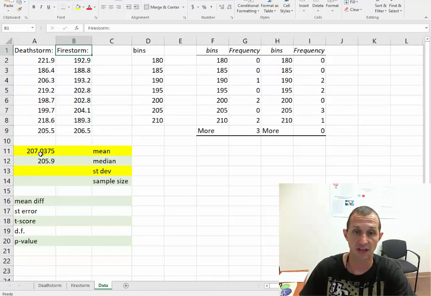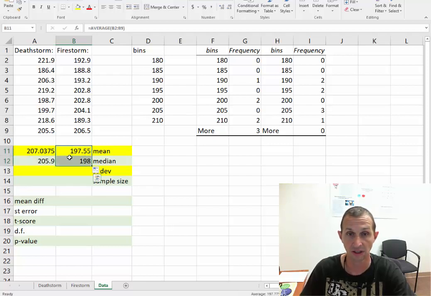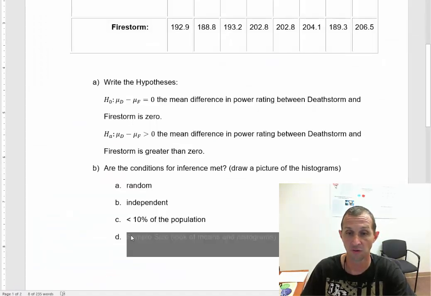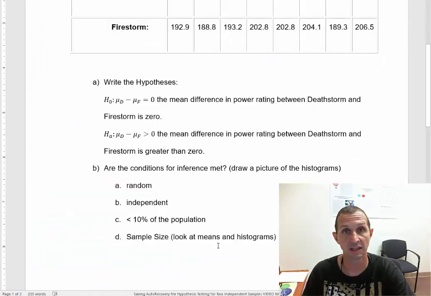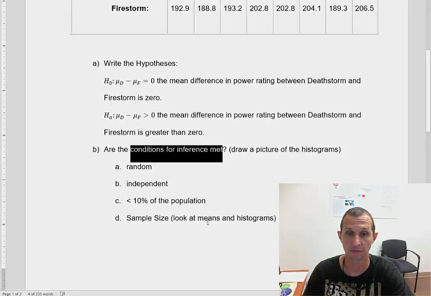Instead of typing in the formulas, I'm just going to drag the formulas over, and I can see that 197.5 and 198 are very close together. So again, this would indicate that the assumption for sample size, them being normal, symmetric, unimodal, is going to work. And that makes us happy. So the conditions for inference are met here.